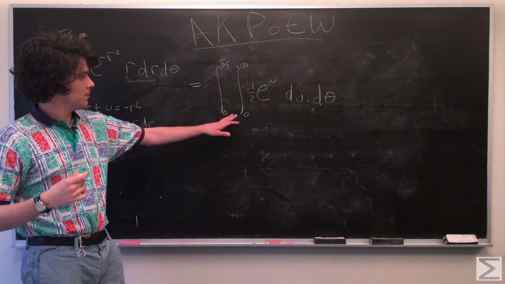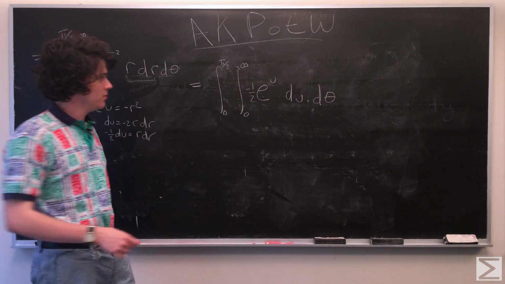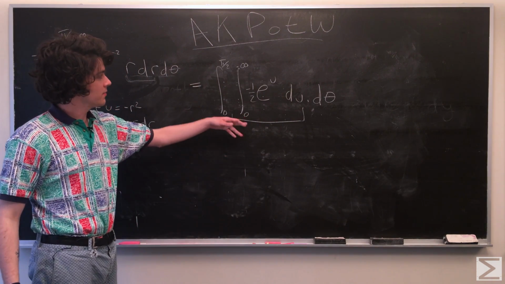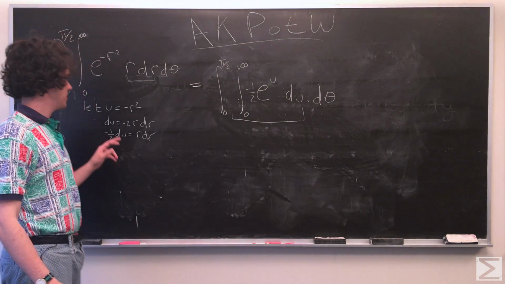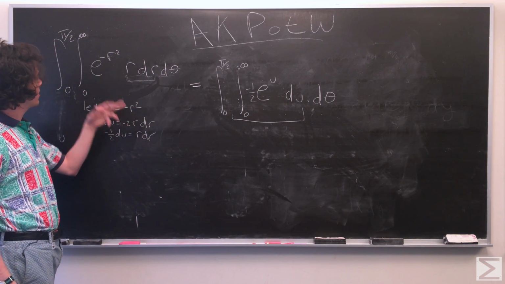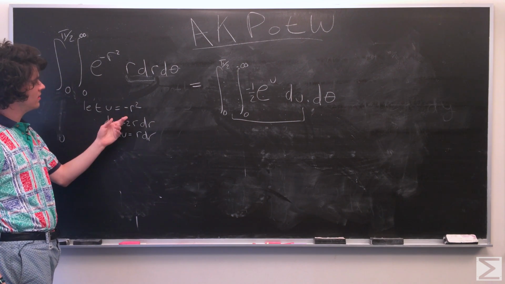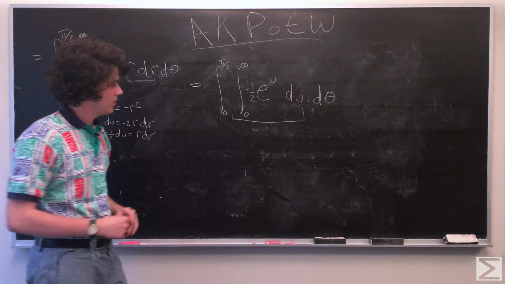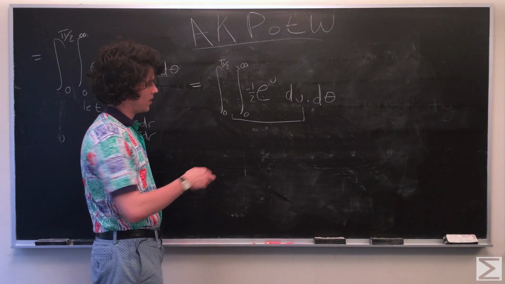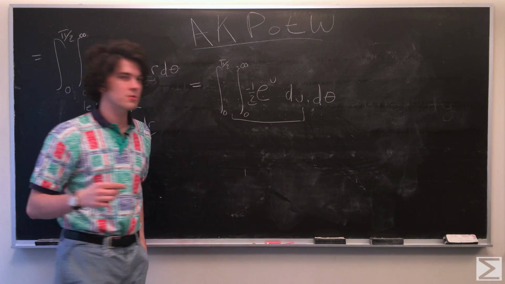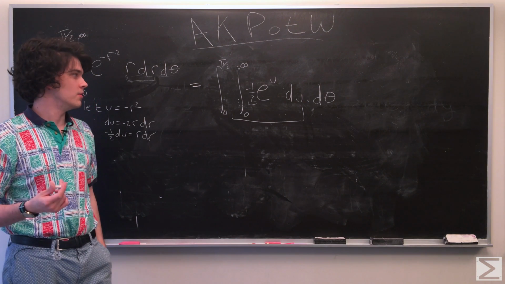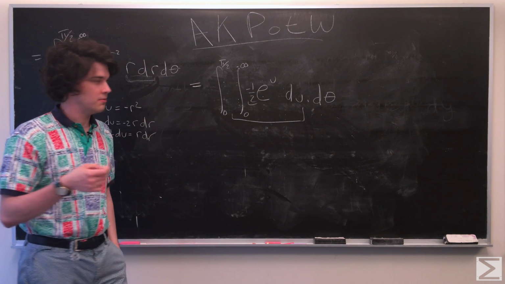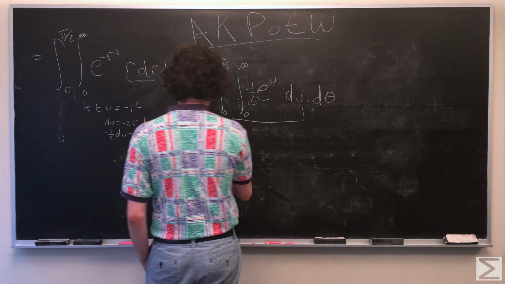I've just put in our u's, and reminder, we're going to be evaluating this from 0 to negative infinity, because when u equals negative r squared, r going to infinity means u is going to negative infinity instead. We can pull out this constant, which we'll do later. The integral of e to the u is just e to the u, so writing that all down.